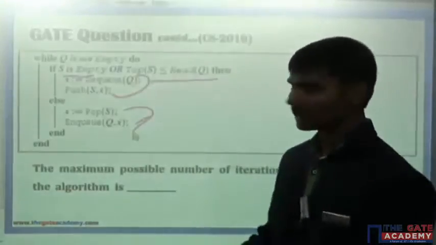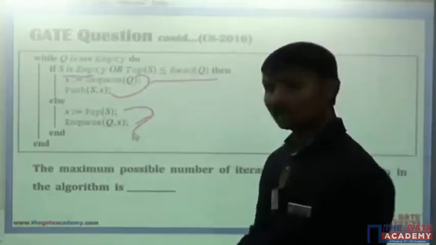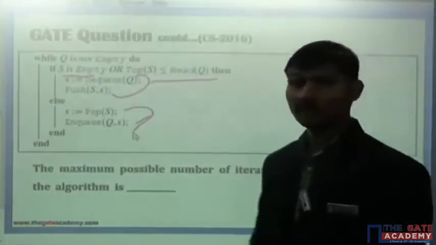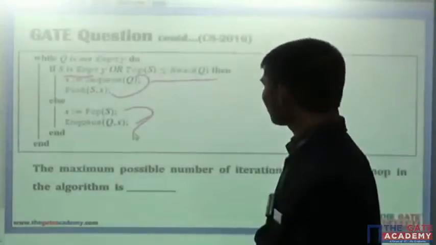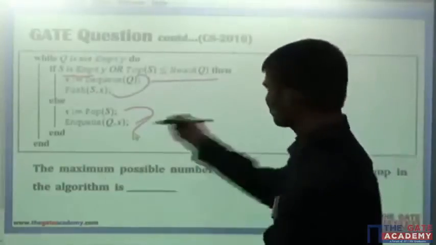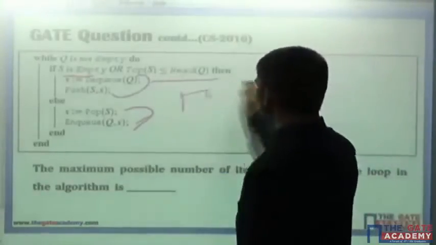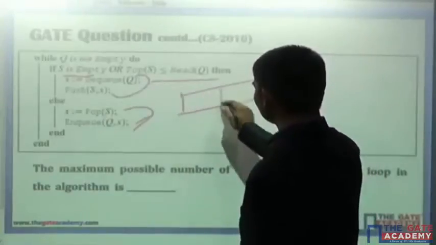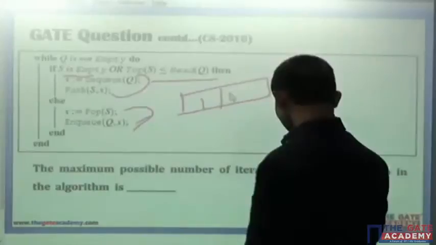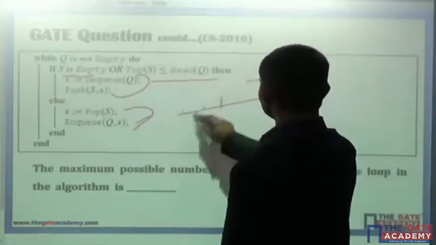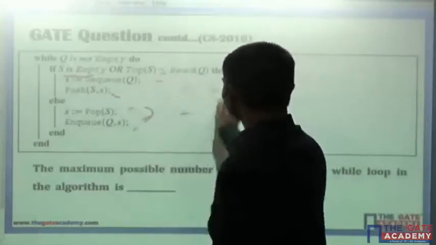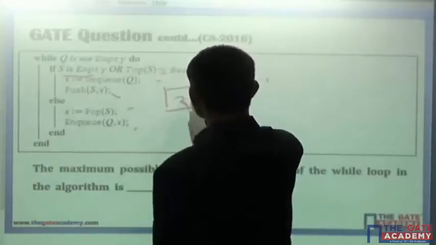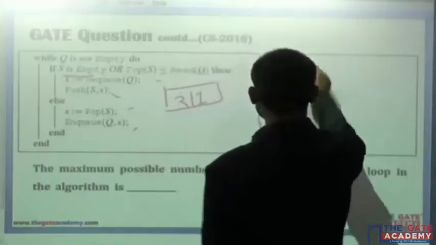So they are asking, if such a queue contains 60 numbers, then what is the maximum possible number of times the while loop in the algorithm will execute. Okay, so let me take some simple example. Suppose the queue contains just two numbers, 2 and 1, and this is the stack.